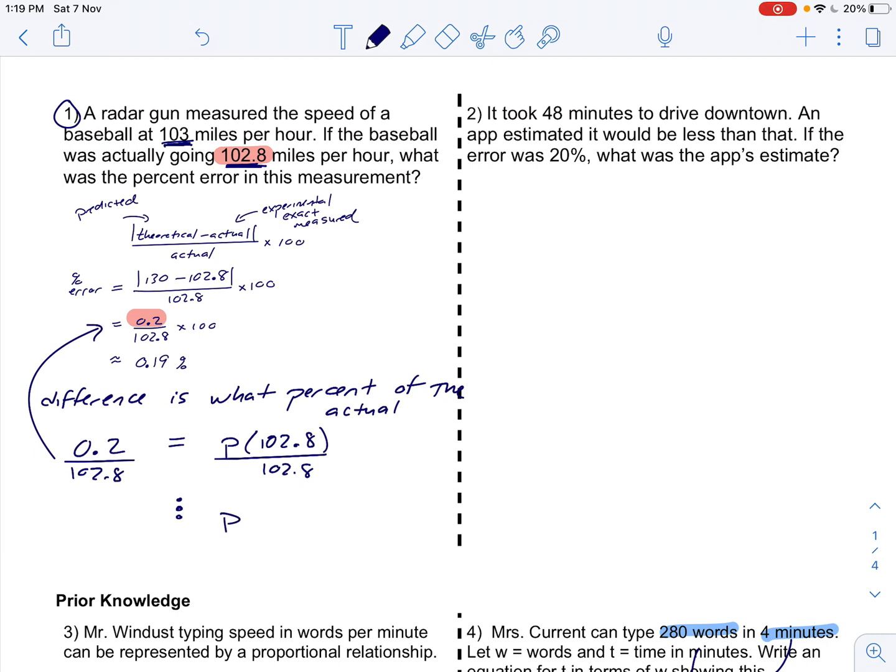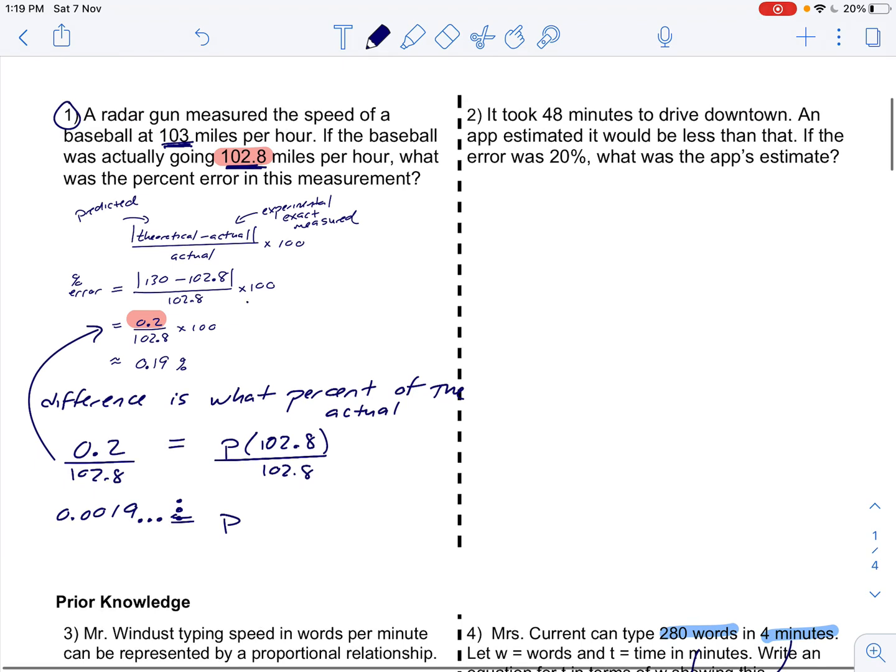This would have given me P equals 0.0019, and it keeps on going. But I would then have to convert that to a percentage. The formula has that built in already by doing times 100. You would need to remember to do that yourself if you were using the percent equation. So those are two ways that you could approach a problem like number one, and like I said, number one is what the one on your test is going to look like. For number two, I'm just going to use this second method.